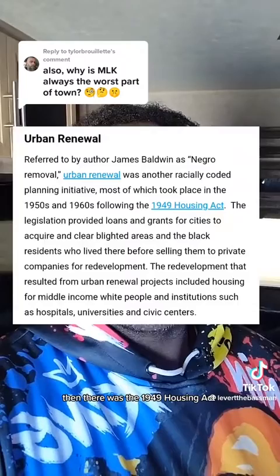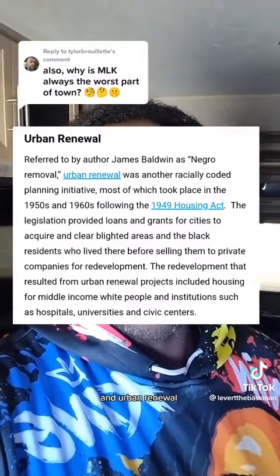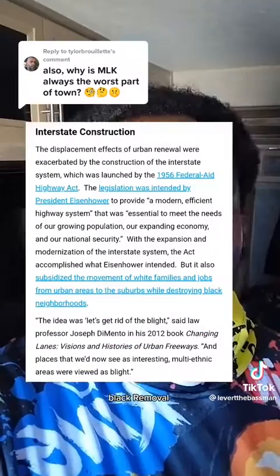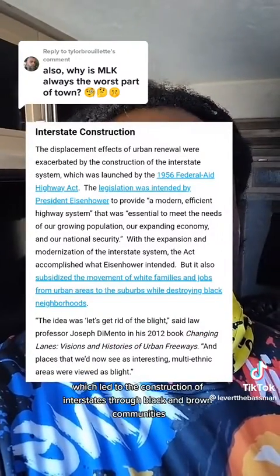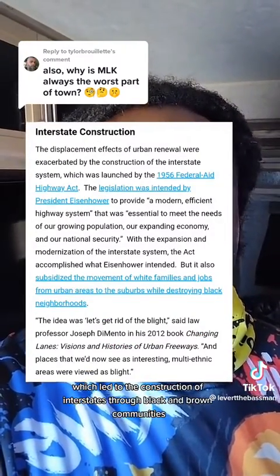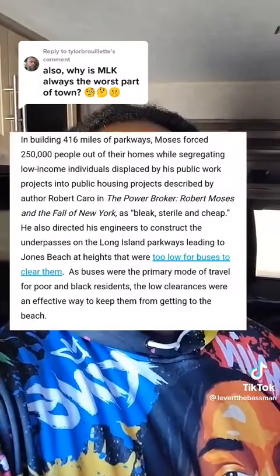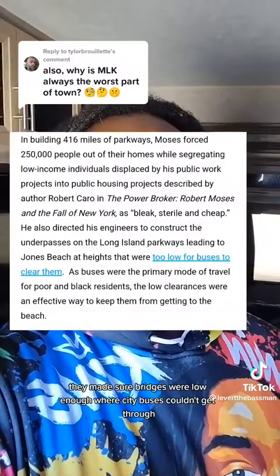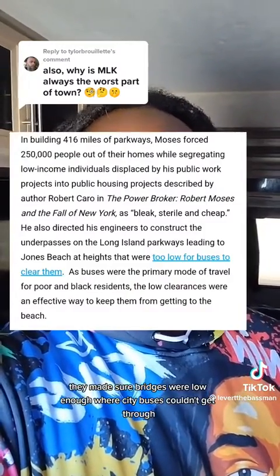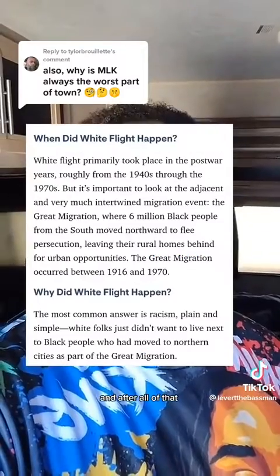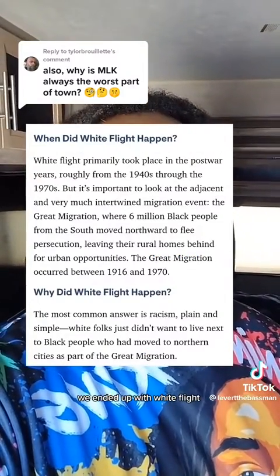Then there was the 1949 Housing Act and urban renewal, or as James Baldwin called it, black removal, which led to the construction of interstates through black and brown communities, which actively displaced millions of non-white people. And to keep black people out of white spaces, they made sure bridges were low enough where city buses couldn't get through to bring black people to the white sides of town. And after all of that, we ended up with white flight.